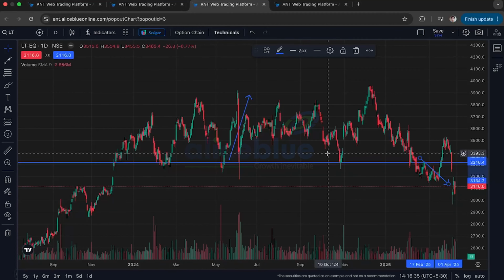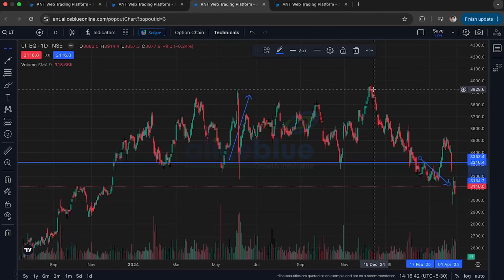One key thing over here is that these levels that I'm talking about, the 3300 levels or the resistance levels I spoke to you about.